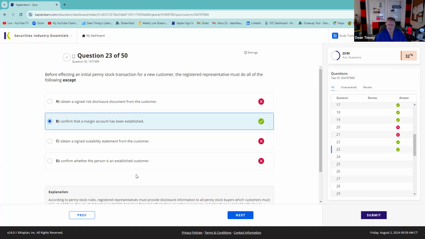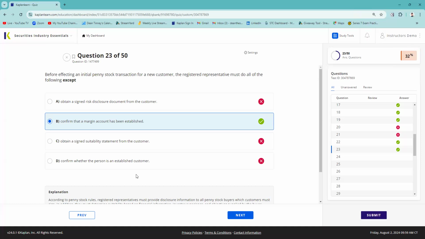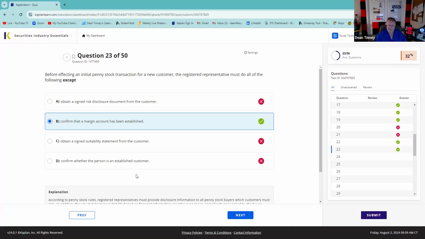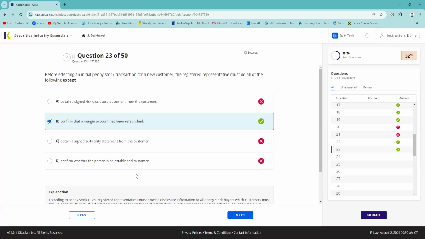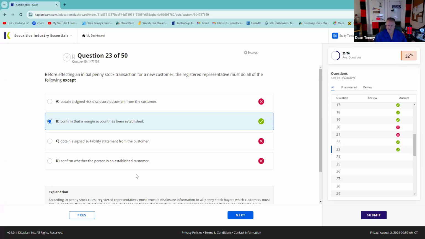What I'm saying there is if it's a New York Stock Exchange stock under $5, it's not a penny stock. If it's a NASDAQ stock under $5, it's not a penny stock. A non-NASDAQ over-the-counter OTC stock under $5. That's our first test question. The second test question is what you encountered here: if it's a new customer, we have to give them a risk disclosure document and get a signed suitability statement.